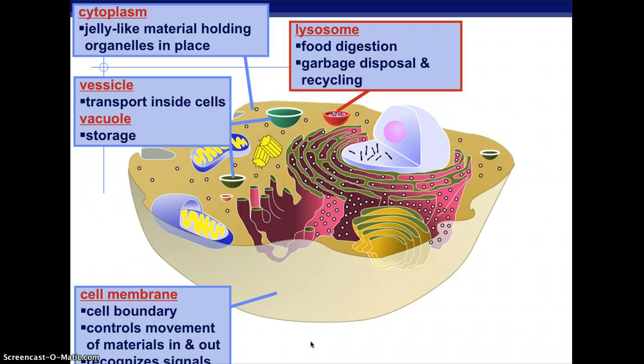So here's the lysosome here on your cell diagram. Lysosomes are for food digestion and garbage disposal and recycling. Lysosomes look very similar to a vesicle, it's just filled with enzyme.